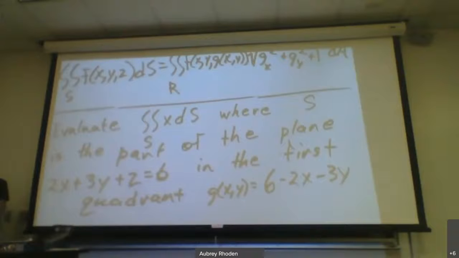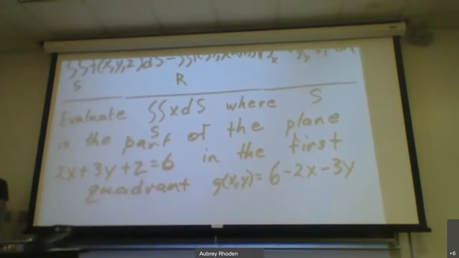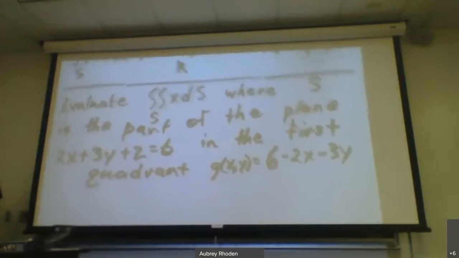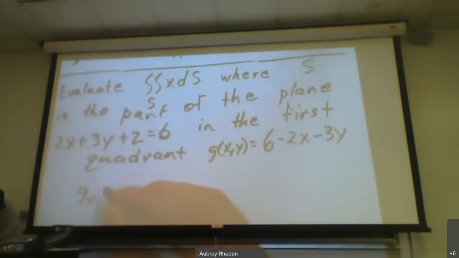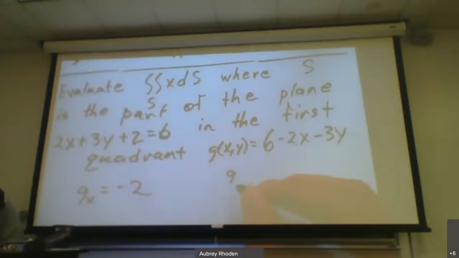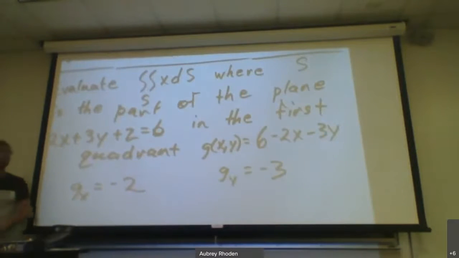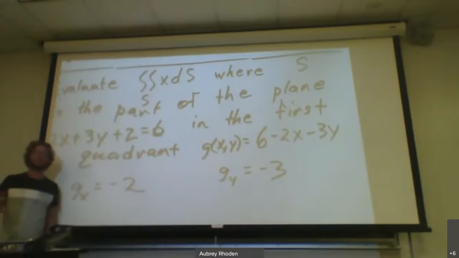All right. And so I've got to follow this formula. What is g sub x? It would equal negative 2. And g sub y would equal negative 3. All right. Now we have to do a double integral over the domain that is within the xy plane.